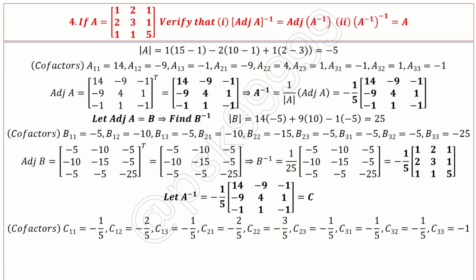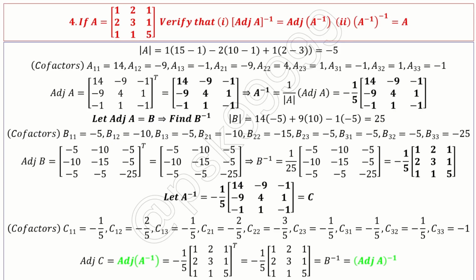Then the adjoint of C, which is the adjoint of A inverse, is here. Transposing the cofactors gives minus 1 by 5, 1, 2, 1, 2, 3, 1, 1, 1, 5. Now if you see, this is exactly the same as your B inverse. Correct? Both are the same. Which means we have proved the first part, the inverse of the adjoint of A is equal to the adjoint of A inverse.